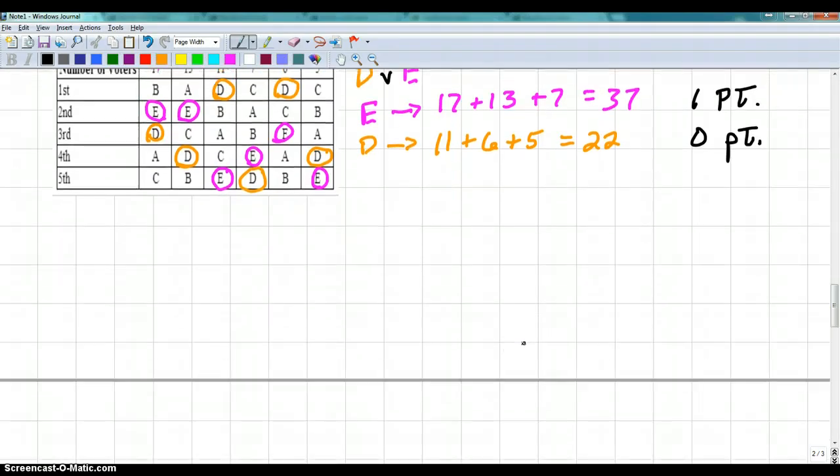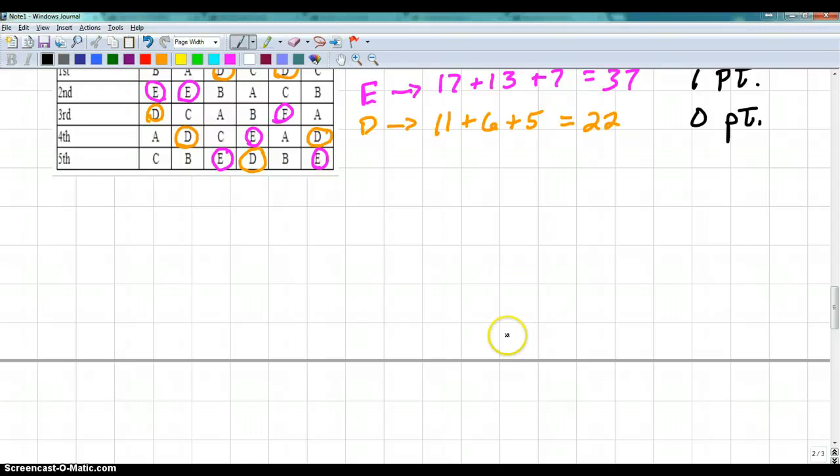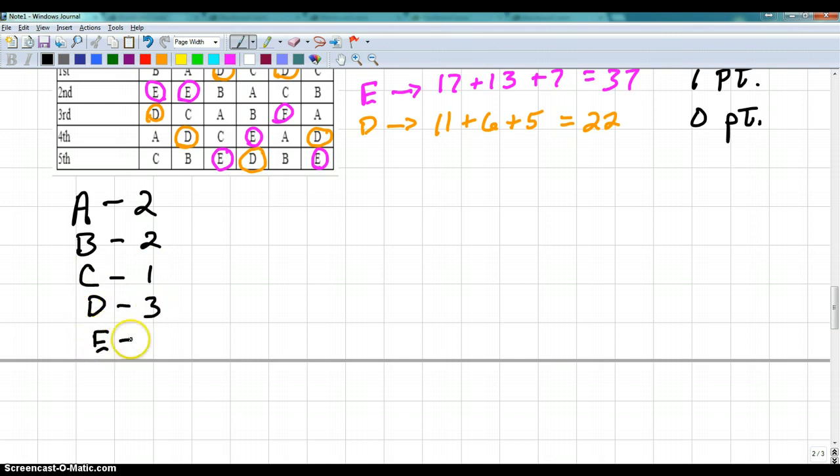So then all that's left to do is to tally up and see how things wash out. Candidate A had 2 points. Candidate B had 2 points. Candidate C had 1 point. Candidate D had 3 points. And then candidate E also had 2 points. Notice that we have a tie between candidate A, candidate B, and candidate E, so we now need to hash out which one comes in first.